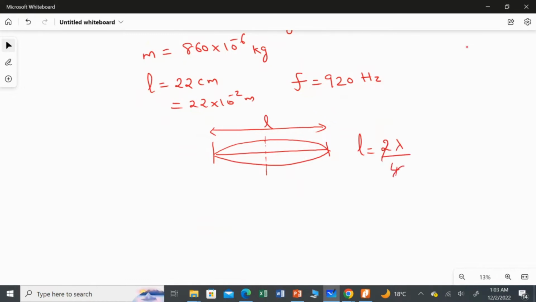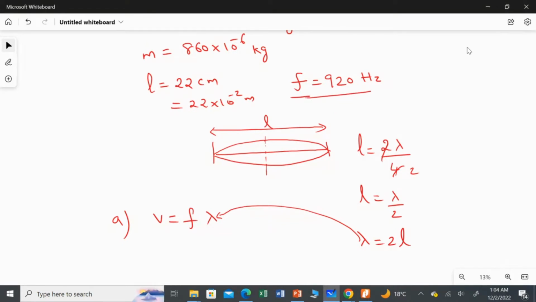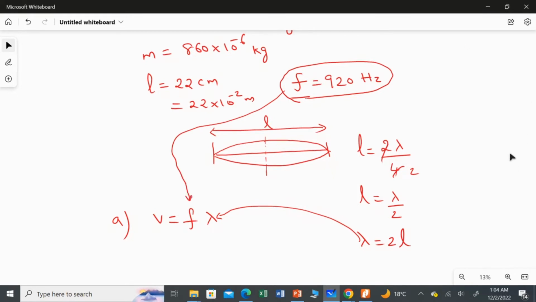So we can cancel this. Therefore L is equal to lambda over 2, therefore lambda is equal to 2 times L, right? And once we get the answer for the lambda, we can easily find the answer for the first part, because we know speed is equal to frequency multiplied by lambda, right? So I'm going to substitute the lambda here, and the fundamental frequency is already given here as 920 Hertz. So I'm going to substitute this fundamental frequency here. By that we can get the answer for the first part, right?